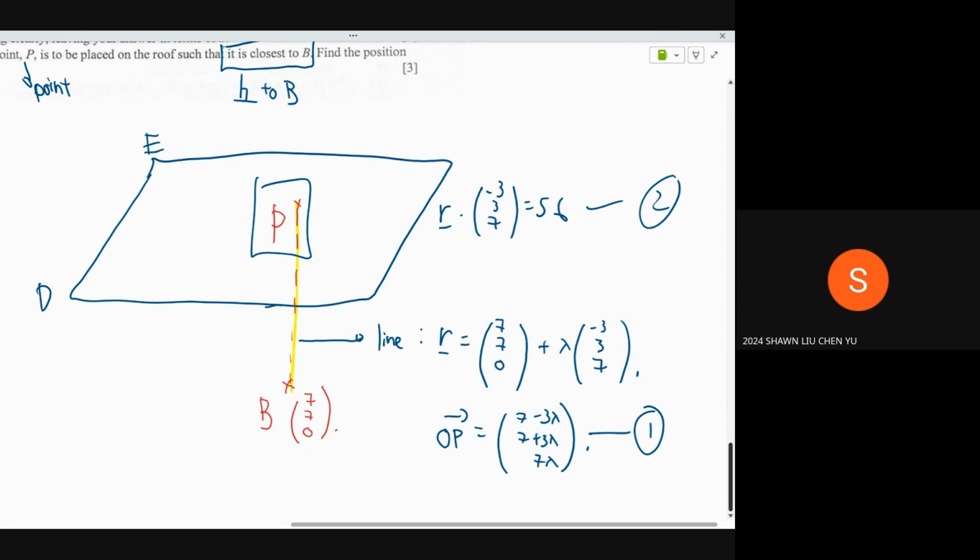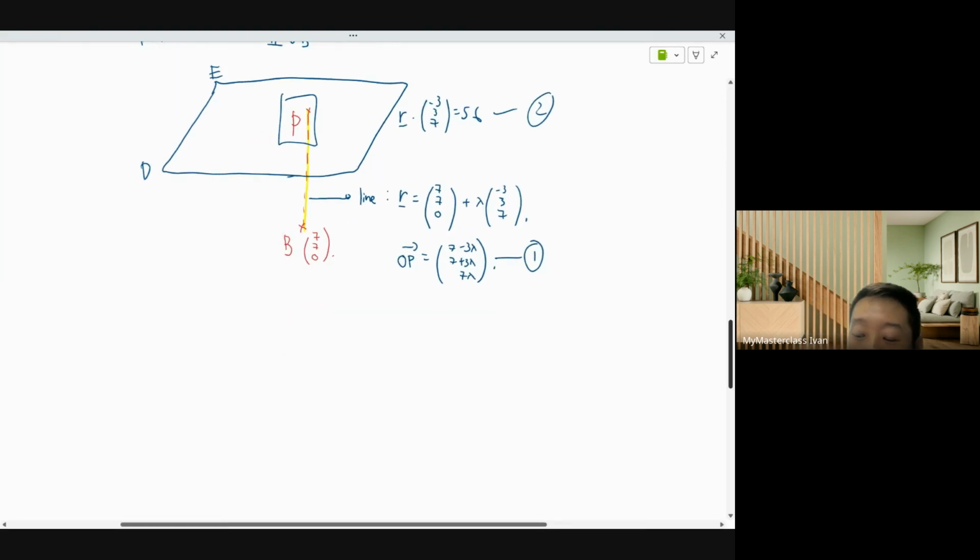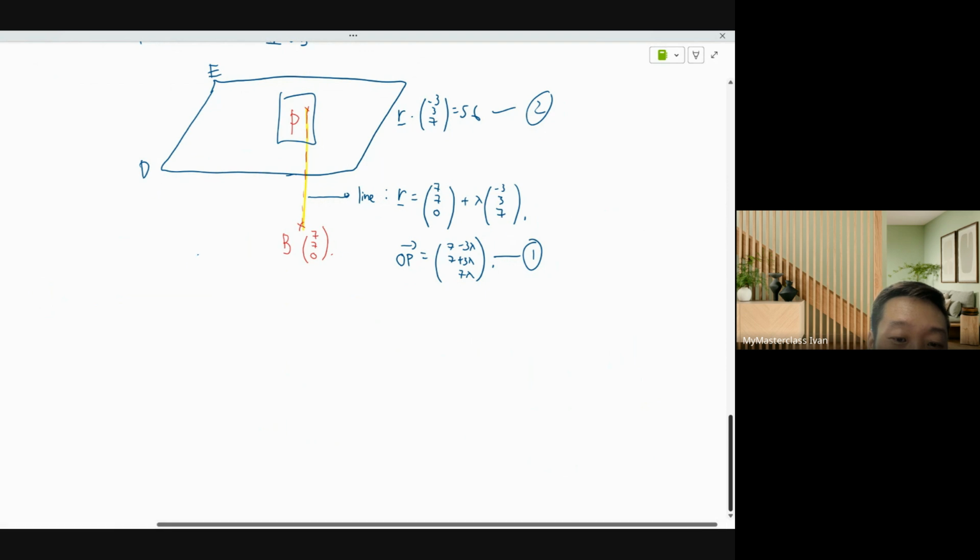Wait, Mr. Ivan, isn't the roof tilted? Yes, that's why with the diagram, if you draw it tilted, you cannot see that BP actually must use the normal. By right, the roof looks like this, then the roof goes past B. B is here, there's a P here, there is perpendicular. Shortest distance means it must be perpendicular. Understand or not?